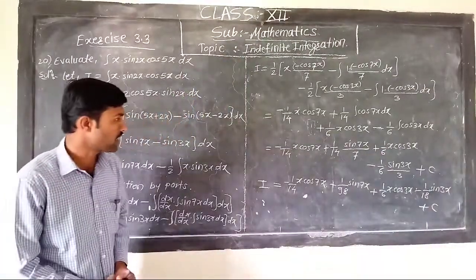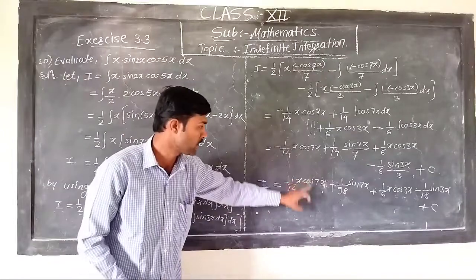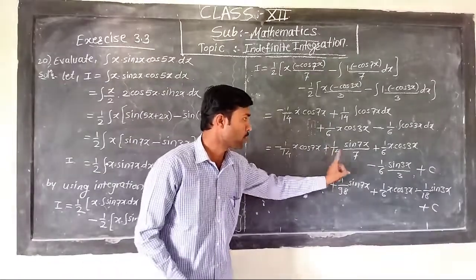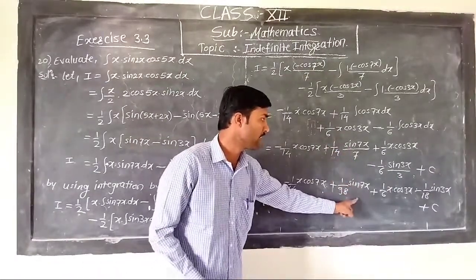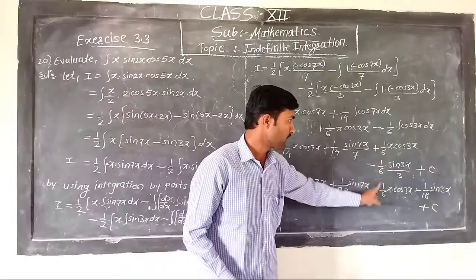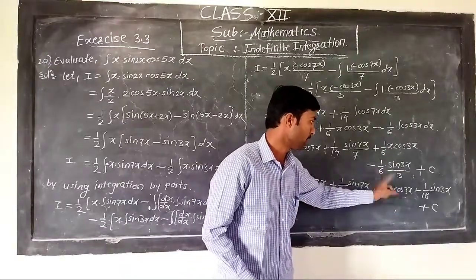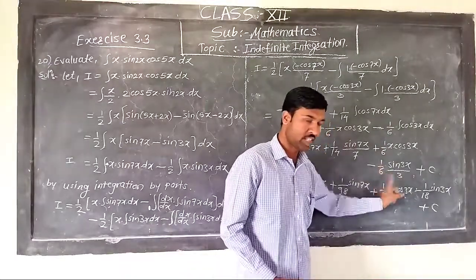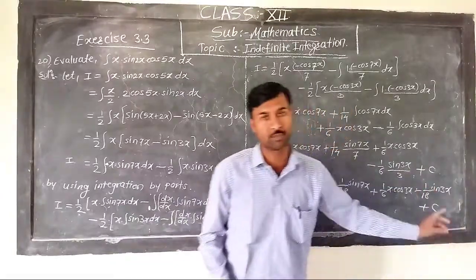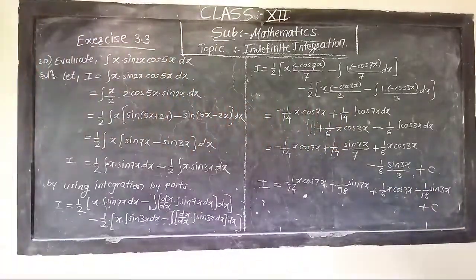Now friends, our final answer will be minus 1 by 14 into this term, plus 1 upon 14 7s are 98 into sin 7x, plus 1 upon 6 into cos 3x remains as it is, minus 1 upon 6 3s are 18 into sin 3x plus c. Here is the solution of this problem.